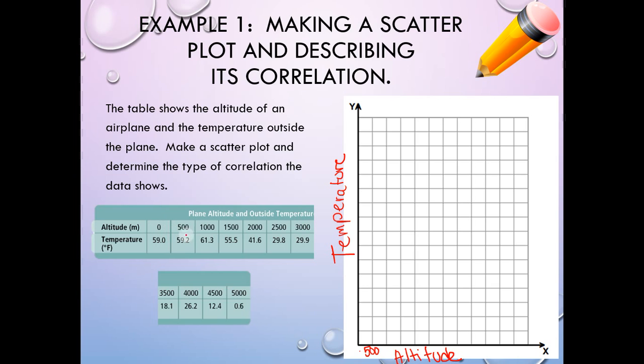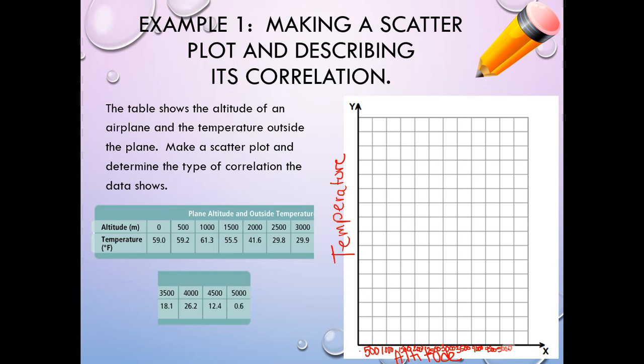How many do I have here? 1, 2, 3, 4, 5, 6, 7, 8, 9, 10. Okay, looks like I have to go one line after the other. I was hoping I could skip a line here. So 1,500, 2,000, 2,500, 3,000, 3,500, 4,000, 4,500, and 5,000. There we go. So I have my x values labeled.